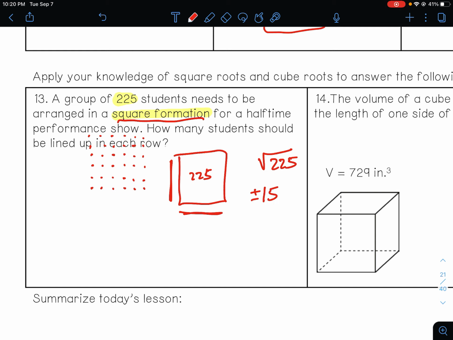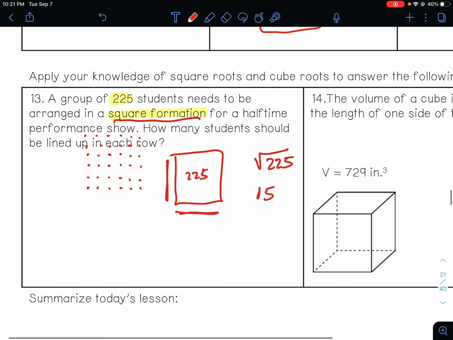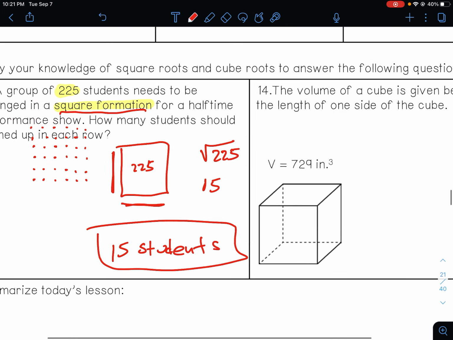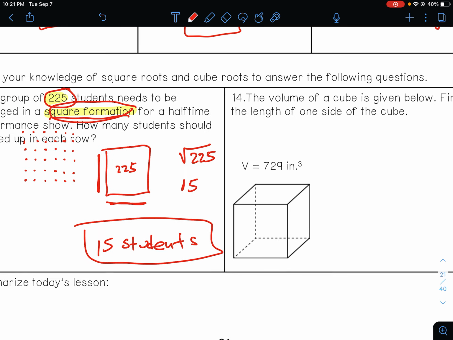Now you may be thinking plus or minus 15, positive or negative 15, but think of this. Can you have negative students? No, you can't. So negative 15 doesn't make sense. That's why we call the positive one the principal square root. So how many students should be lined up in each row? Well, if you had 15 students in each row, 15 here, 15 here, 15 here, 15 here, going up all the way, 15 times 15, does 15 times 15 equal 225? Yeah, that's exactly what a square root is. So you should have 15 students in each row. All right. So yeah, square formation, 225. That should be kind of the key that lets you know, oh wait, square root.